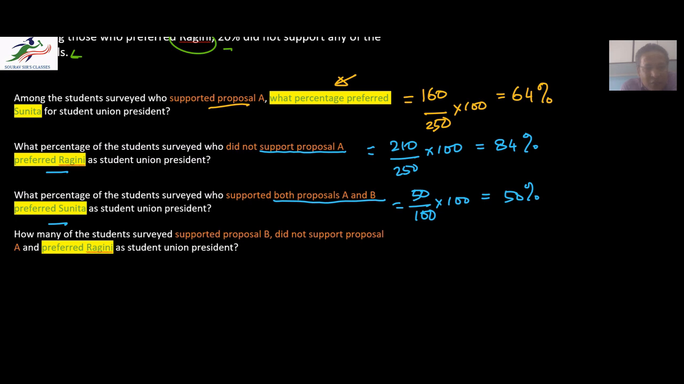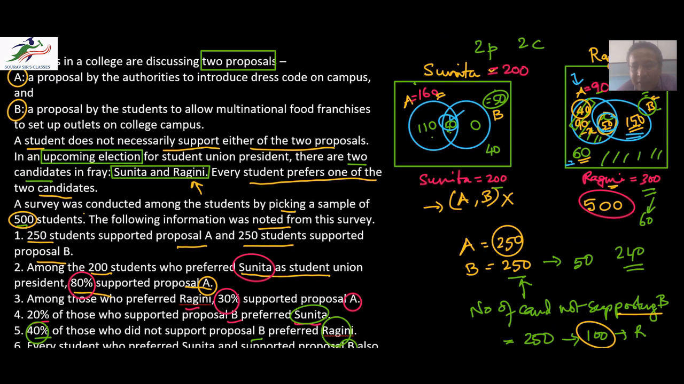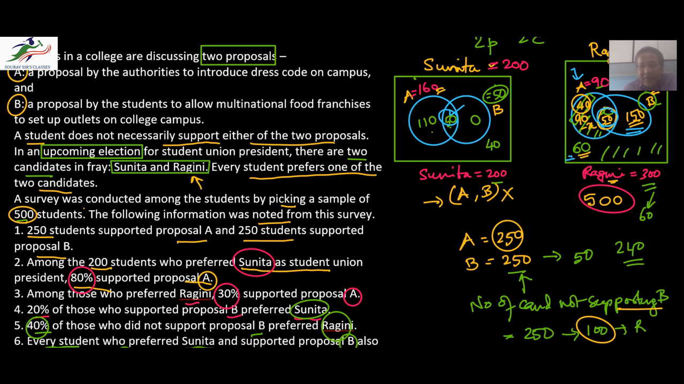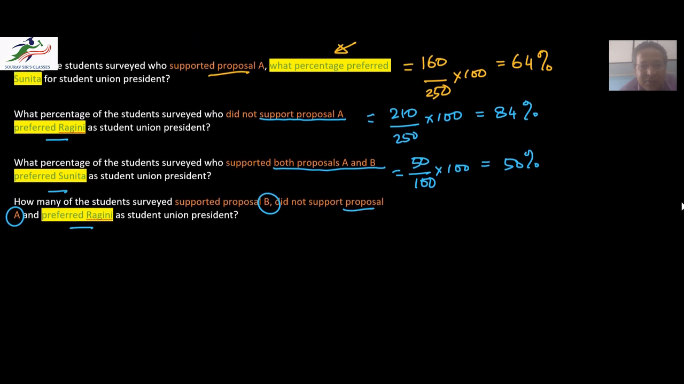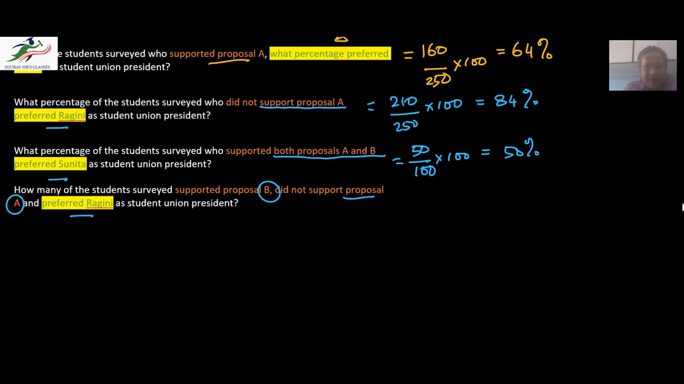Last one is, how many of the students surveyed supported proposal B, did not support proposal A and preferred Ragini as the union president? So supporting proposal B and not A means only B, which is 150 here, who is supporting Ragini as the union president. So this would be 150.